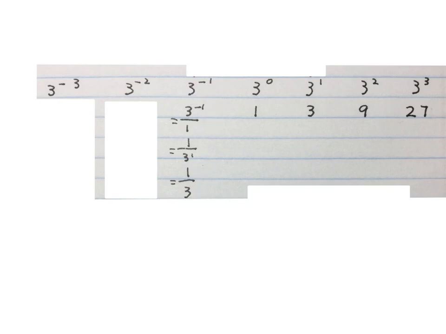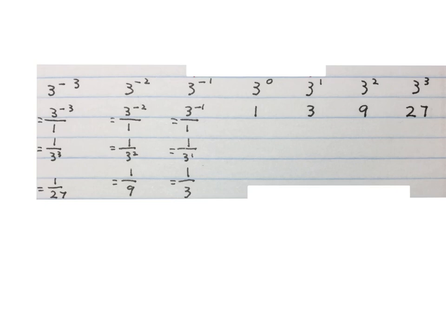3 to the minus 2: first we write it as a fraction over 1. Then keep a placeholder, bring the whole power down and make the exponent positive, 3 squared. And that gives you 1 over 9, or 1/9. So 3 to the power of minus 2 is 1/9. We do the same to 3 to the power of minus 3. Put it over 1, bring it down and make the exponent positive. Final answer: 1 over 27.